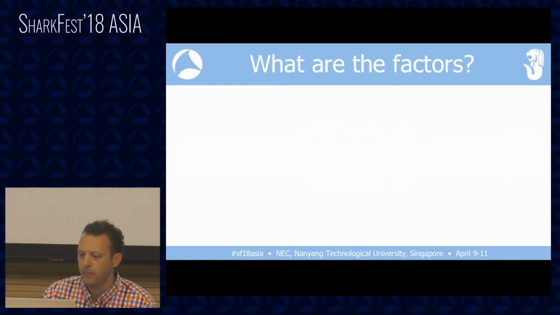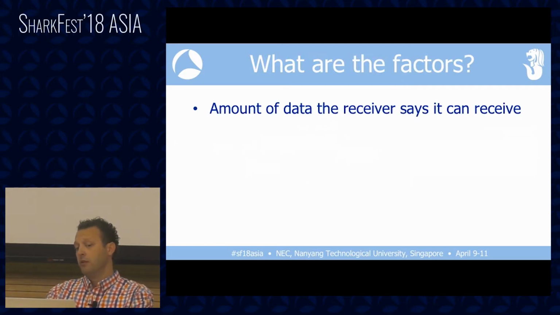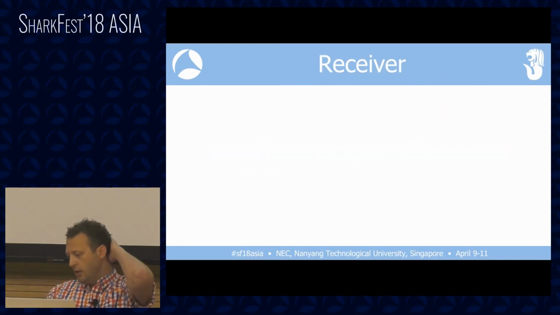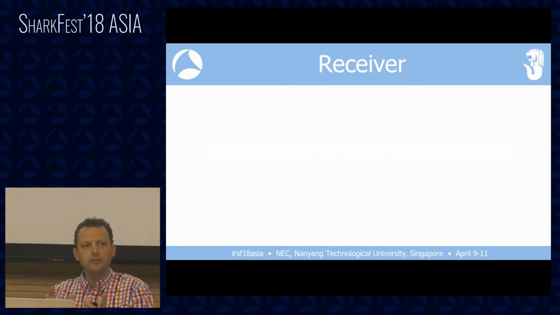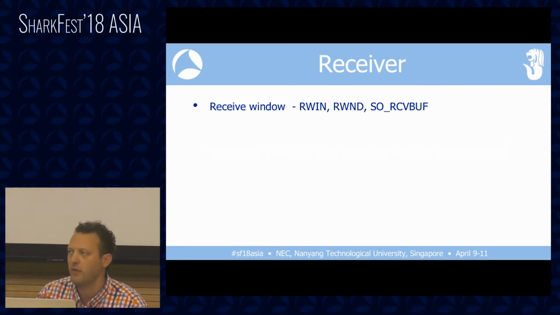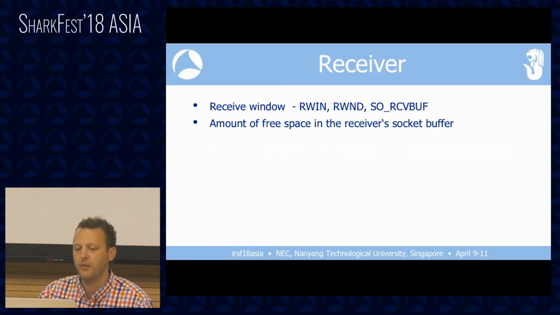So the factors that we're going to discuss today are pretty simple: the amount of data the receiver says it can receive, and the amount of data the sender thinks it can send. I mean, that's pretty straightforward. So let's talk about the receiver first. You hear about receive window, TCP window when we're looking at packets, because there is a window in the packet. It's the receive window, RWIND, socket receive buffer. These are all the same thing. They all refer to the same thing. It's the amount of space that an application allocates to receive data from the other side. So it's a socket buffer.